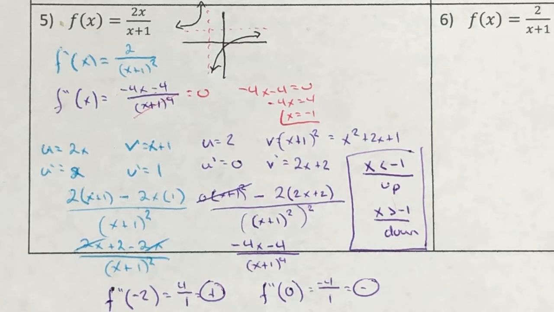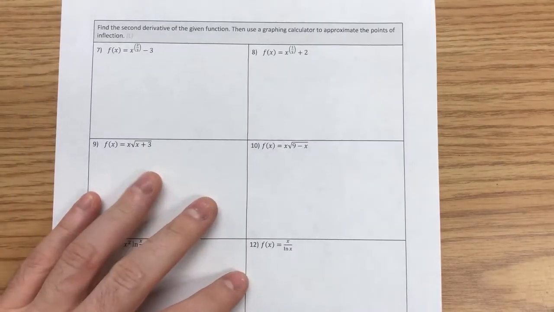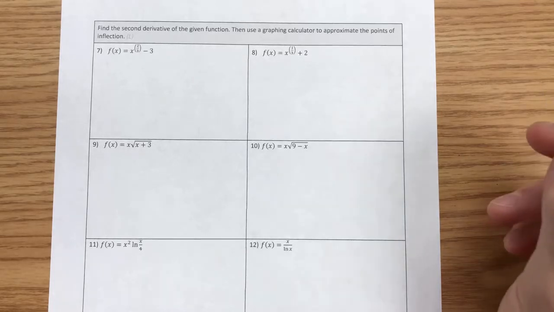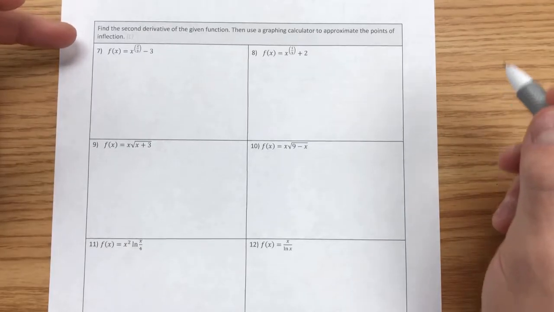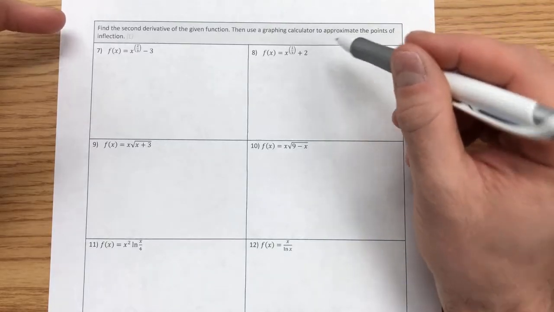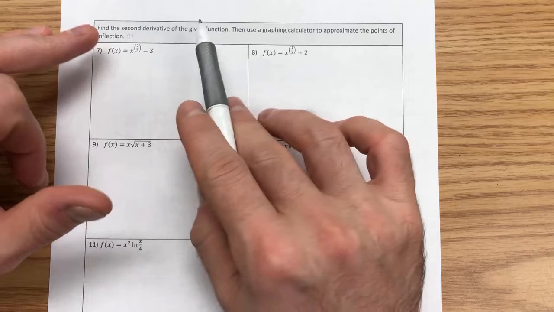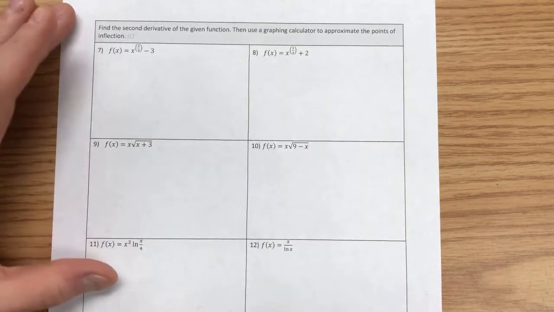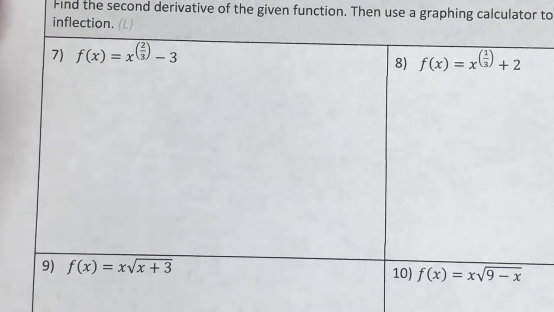Again, it's not too terribly bad, which will bring us to the second page or the second set. So in this second set, what we're going to be looking at is we need to find the second derivative, and we're going to estimate the points of inflection using a calculator. Now with these, we can actually bypass the second derivative to find these points of inflection using a special little trick. And so let's go ahead and take a look.